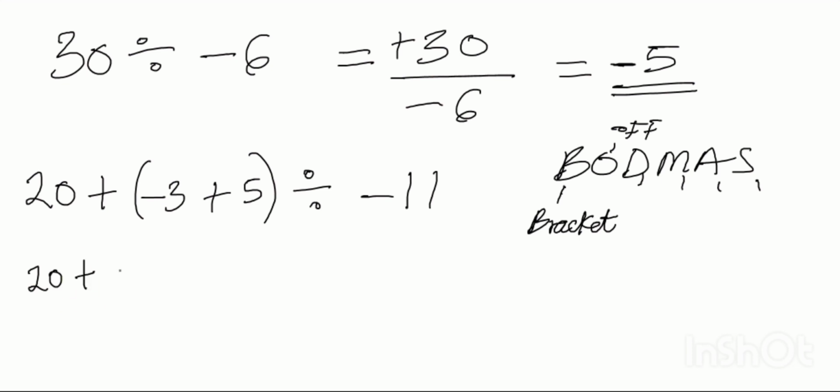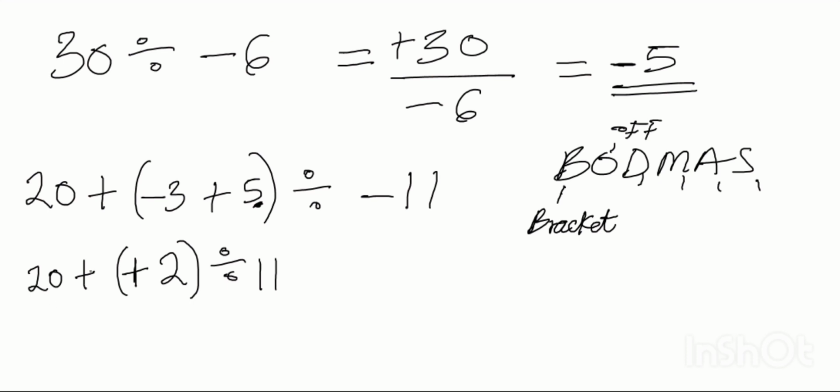This is going to be equal to 20 plus, now in the bracket you see we have minus 3. That means I'm in debt of 3 naira, and then plus there I'm receiving 5 naira. So if you owe 3 naira and you receive 5 naira, 5 naira is greater than what you are owing, so it's going to be positive at the end of the day. And then if you pay back, you're going to have 2 naira left, then divided by negative 11.